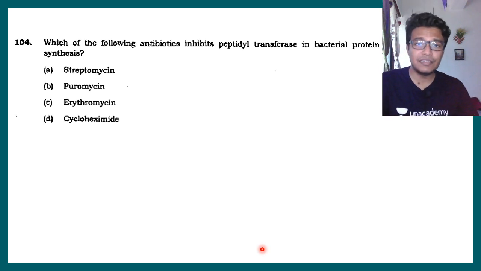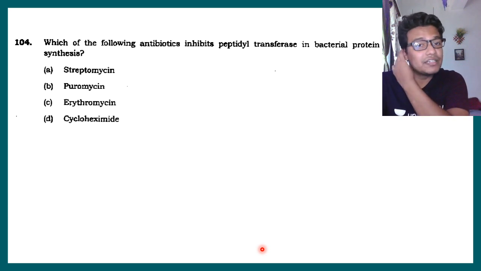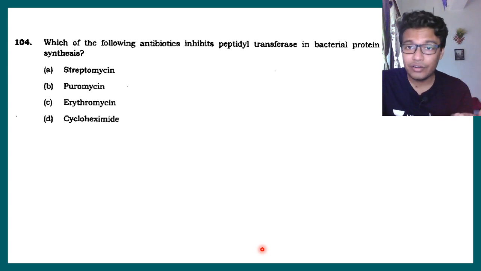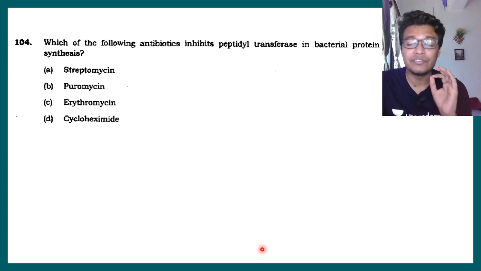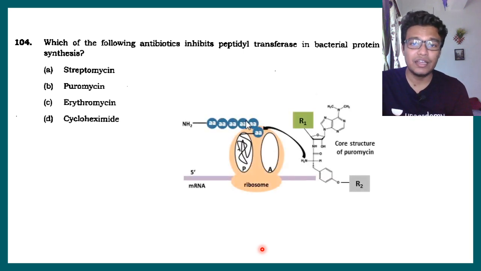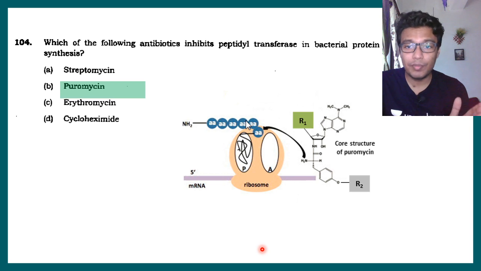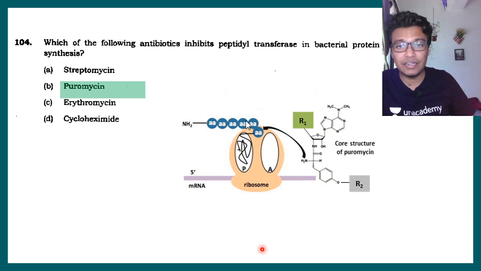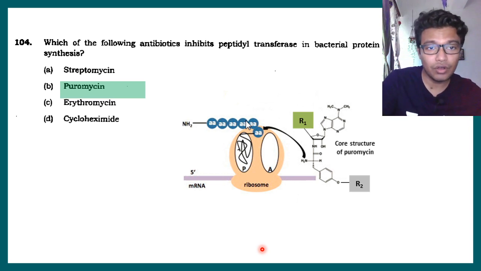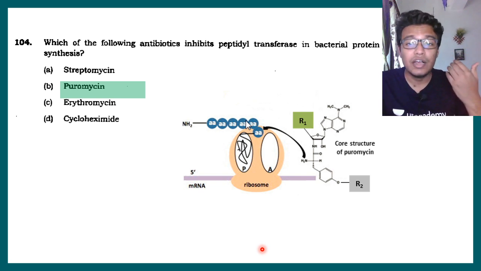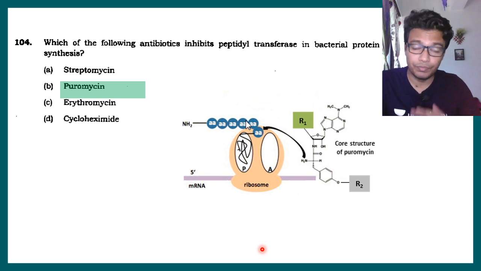Which of the following antibiotics inhibit peptidyl transferase activity in bacterial protein synthesis? This kind of question, as I have mentioned earlier, is really important. So these are informative questions, but this is important, right? And the correct answer would be puromycin. Puromycin is specifically very important in the context of these kinds of questions from an exam point of view. Puromycin, rifampicin, alpha amanitin, these are really important. So keep a note of all of these.